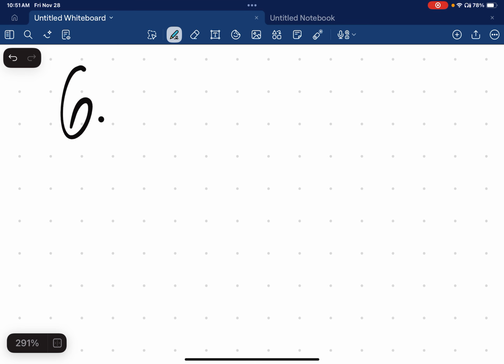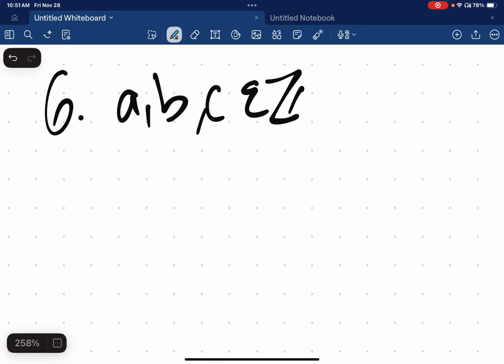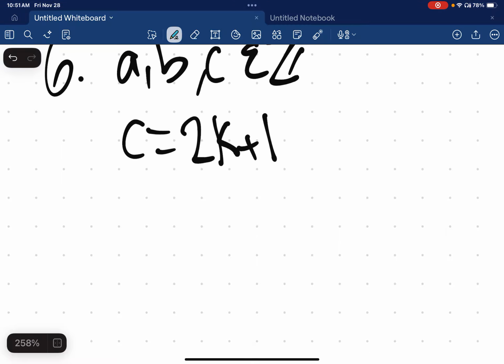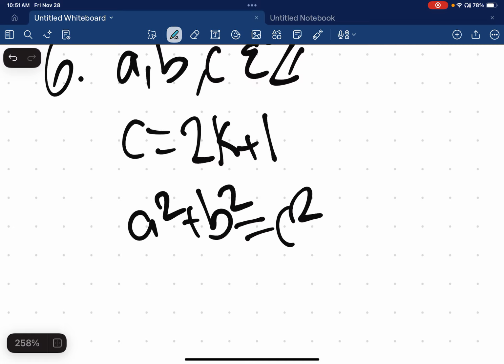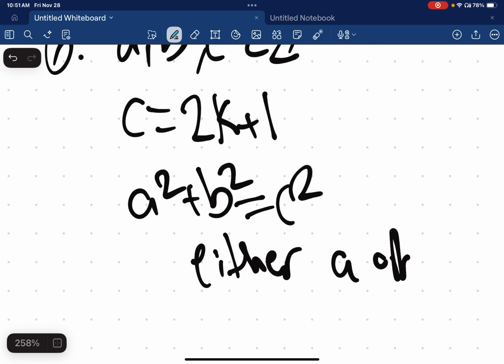Okay, 6. If a, b, and c are elements of the integers where c is an odd number and a squared plus b squared is equal to c squared, then either a or b is an even number.